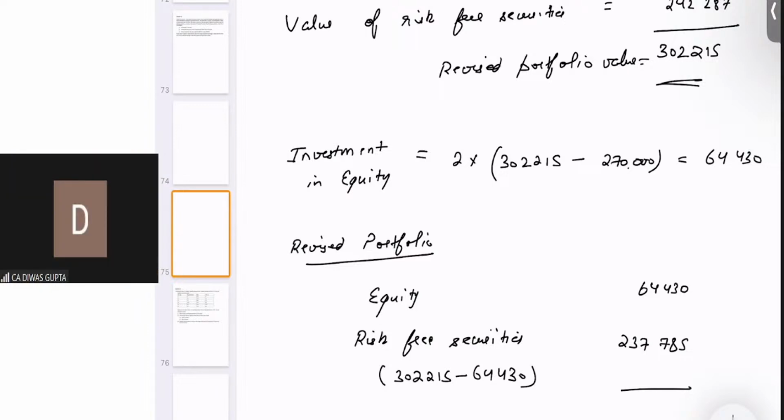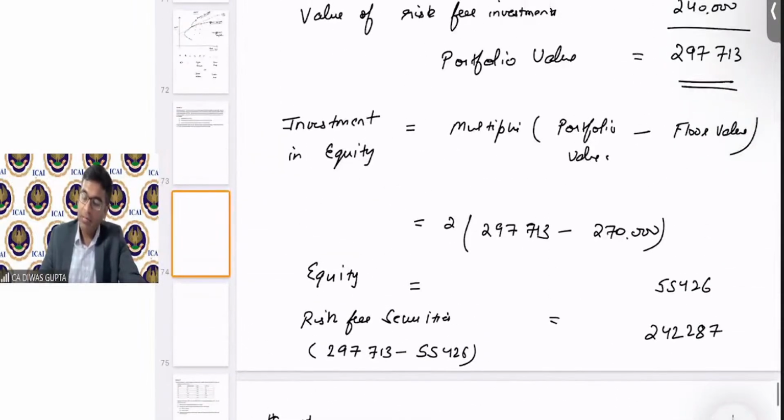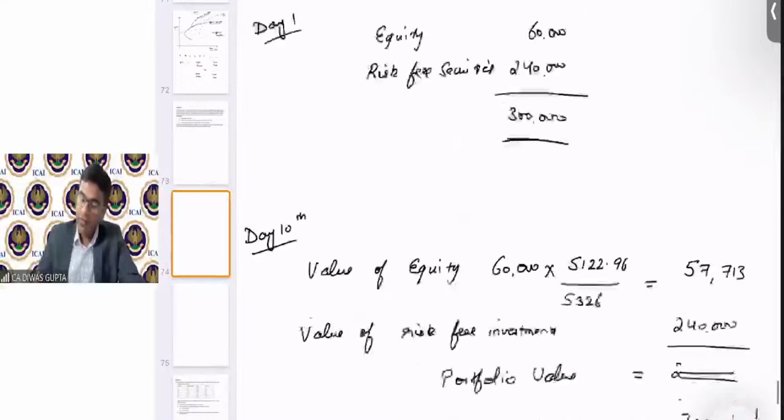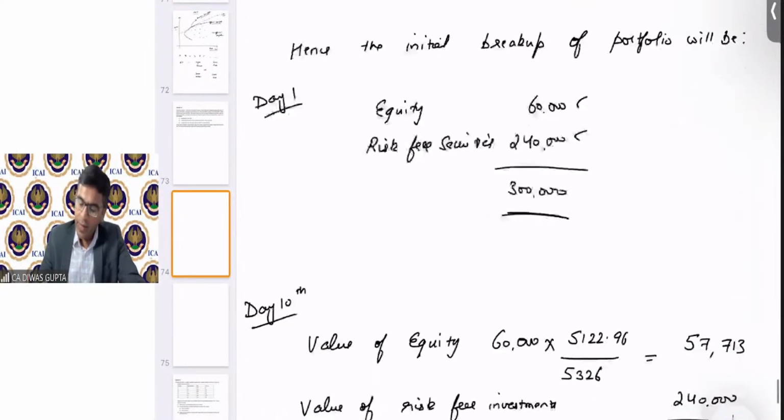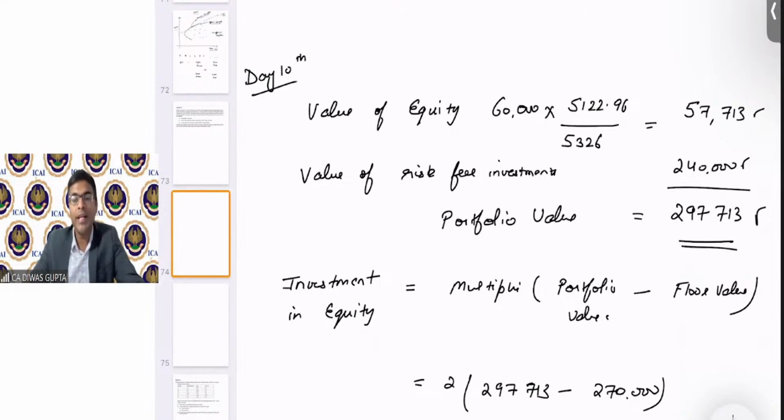Okay, students. So Tanisha is asking, how did the value of risk-free securities change since they are risk-free and don't carry any risk premium and beta factor? Yes, we are also saying that, Tanisha. We are not saying that it is changing because of the Nifty changes. See, first of all, on day one, you started with this, correct? Now after day 10, the initial portfolio is this and the revised equity value is this, so the total amount drops to 297,713.